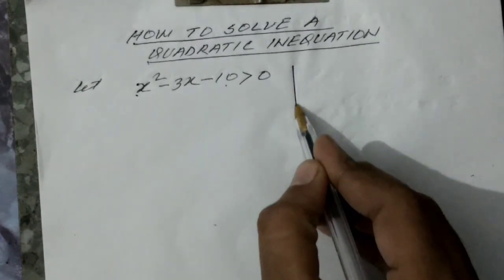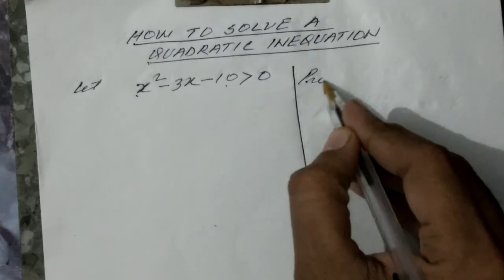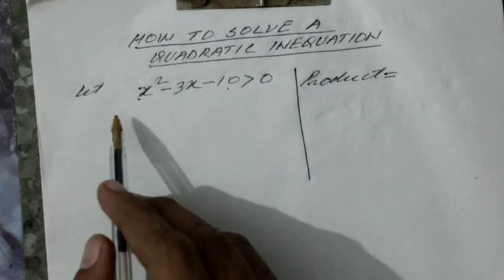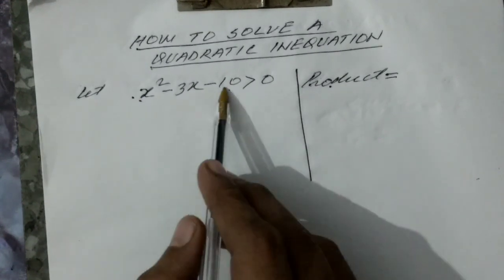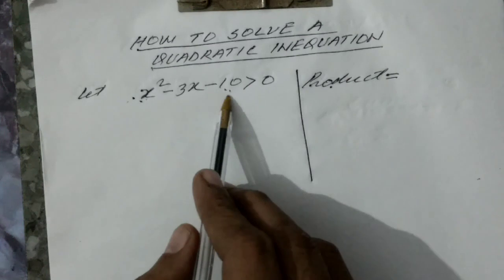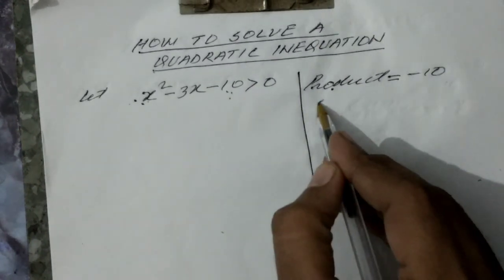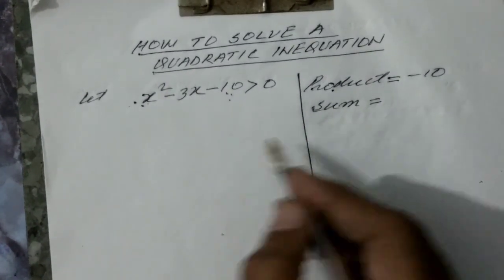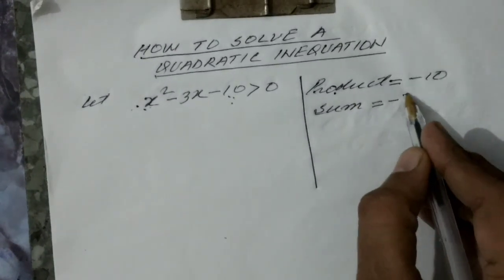In order to factorize it, we take the product, and we write the product of the coefficient of x² and the constant term. Coefficient of x² is 1 and constant term is -10. So product is -10. Then we write sum, and that is equated to the coefficient of x, that is -3.